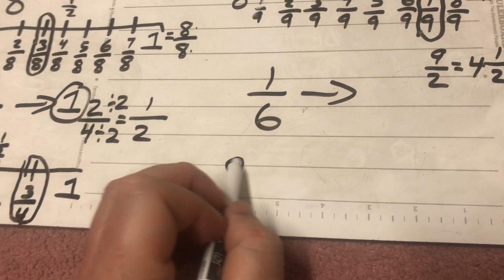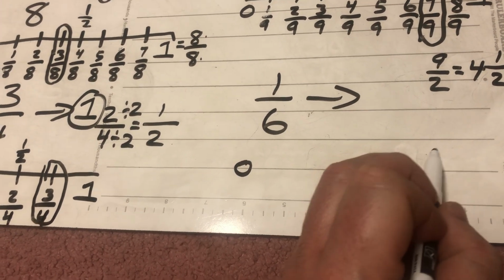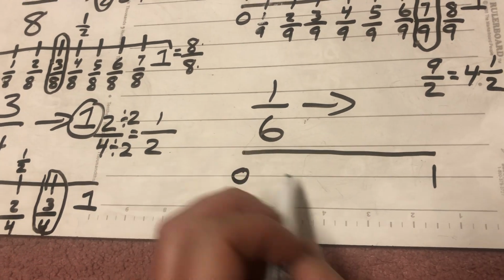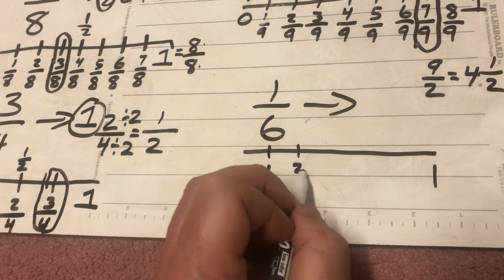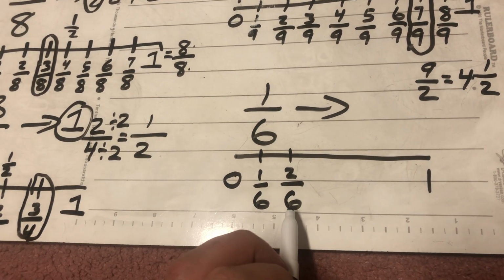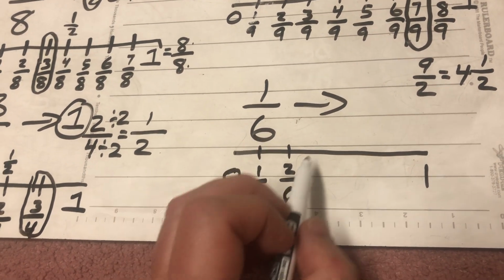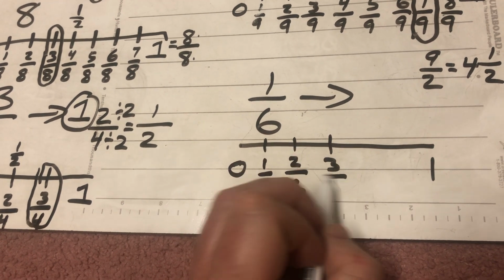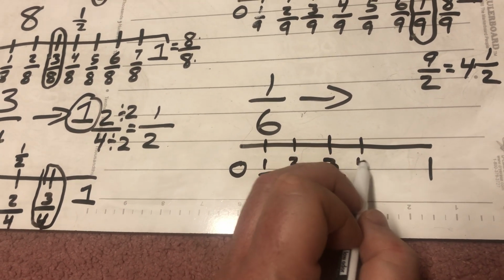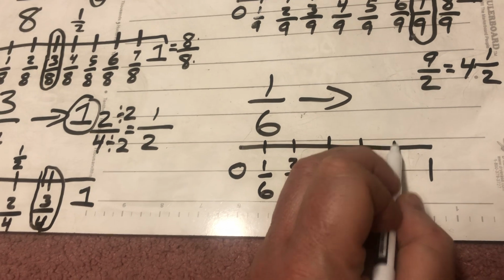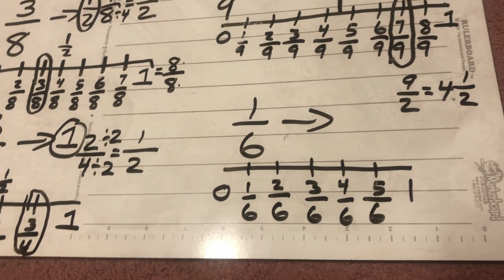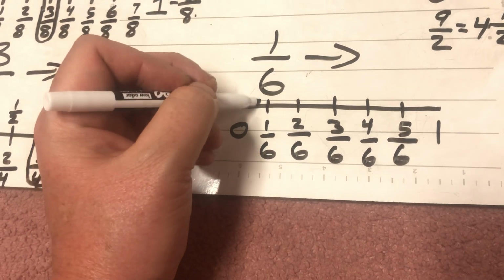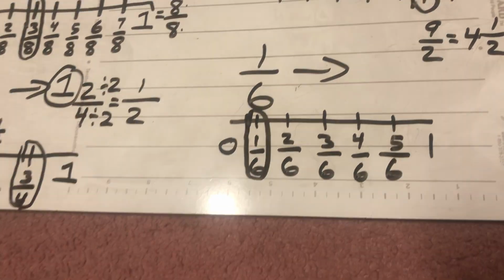All right, last one in this section before we actually start adding and subtracting. 1/6. Well, once again, number line. Starts with 0, ends with 1. All right, and we start filling it in. 1/6, 2/6. Notice I'm using 6 because my denominator here is 6. 3/6, 4/6, 5/6.